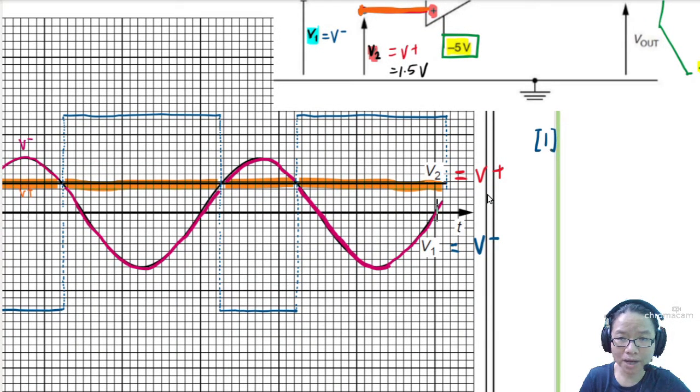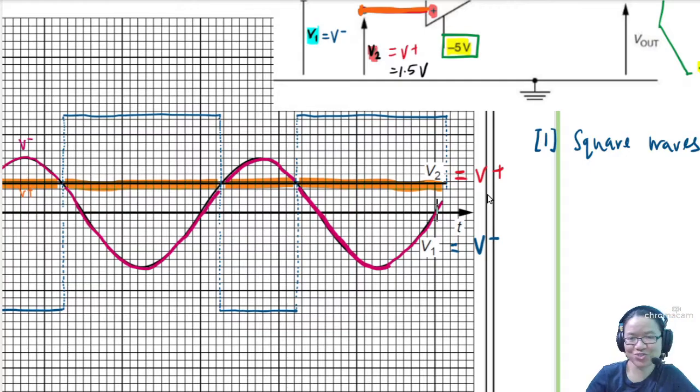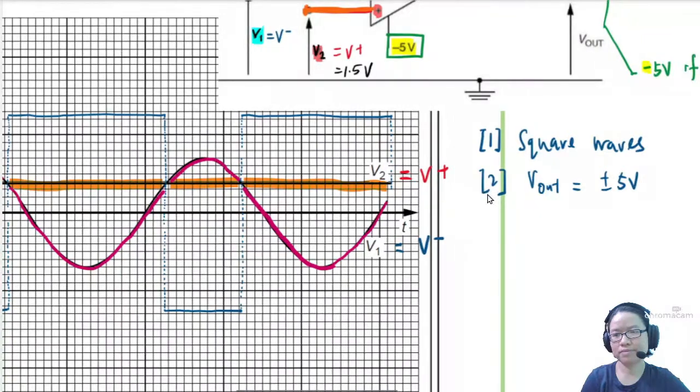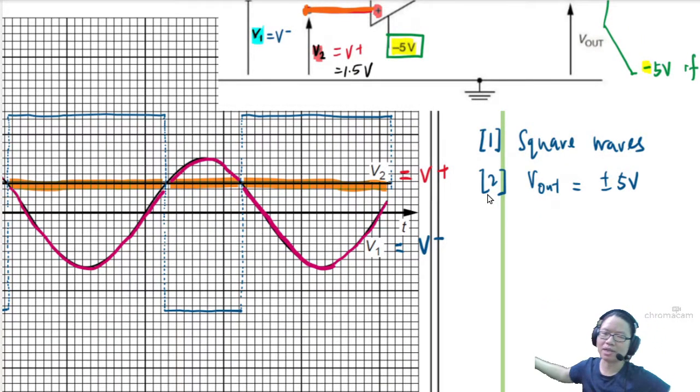Okay, anyway. 1 mark if you draw a bunch of square waves. Square or rectangle wave. So, as long as you draw a square wave, I don't care how you draw, at least you know it's a square wave, so you get 1 mark. Alright? 2nd mark is when your saturation or your V out is plus minus 5 volt. That means you didn't have V out at some weird number. It's plus minus 5 because you follow the supply. Okay, this is 1 mark.